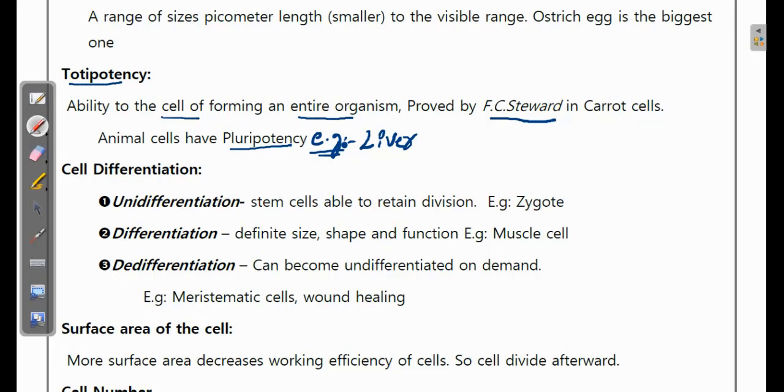Okay, and now we look at the totipotency in plants. When FC Steward tried to prove the totipotency, it gave a lot of avenues to develop something called plant tissue culture. So the plant tissue culture is used nowadays to produce a lot of healthy plants. So a similar experiment was done a long time back. So that's why you can see most of the plants can be preserved safely.